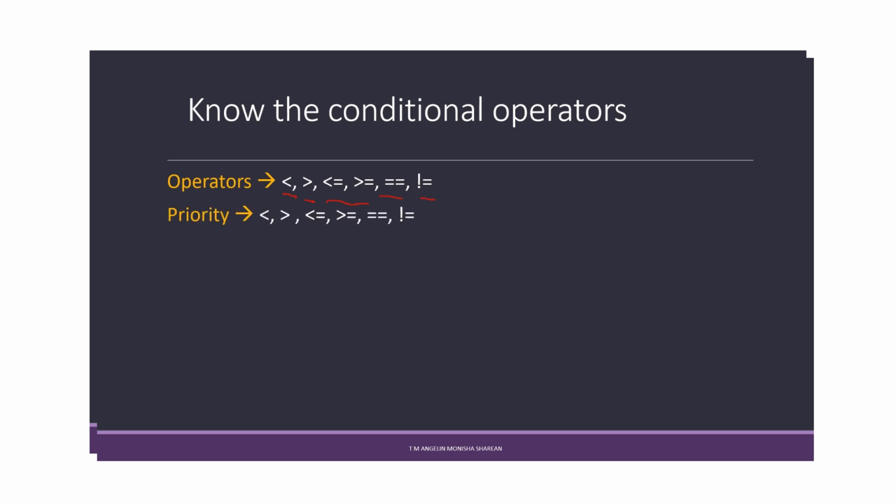As we are going to solve the conditions inside the conditional statement, we should know the priority of how these conditional operators are solved. As I have stated above, the priority is also in the same order. That is, first priority is given to less than, then comes greater than, followed by less than or equal to, greater than or equal to, and not equal to.